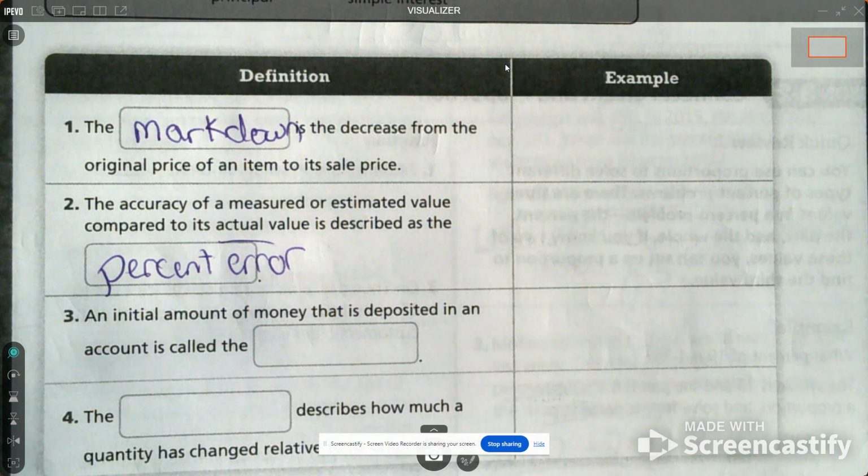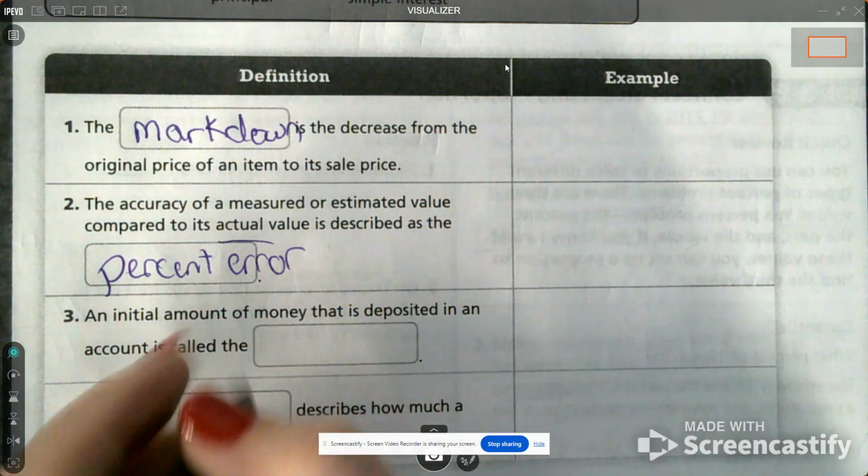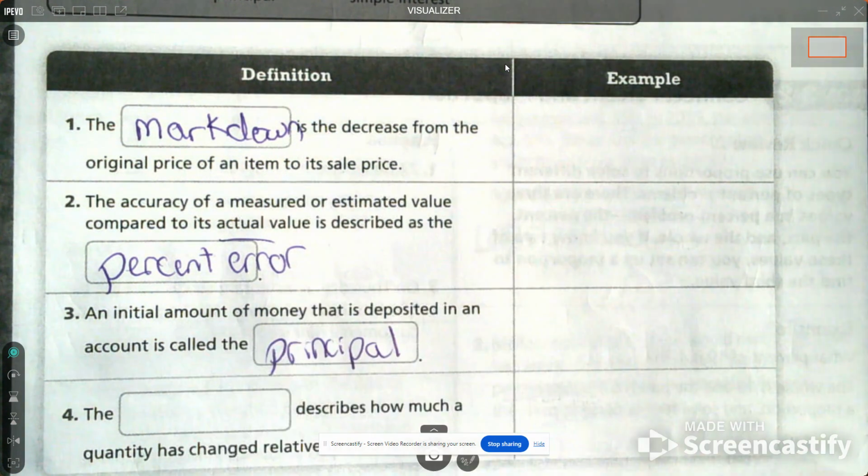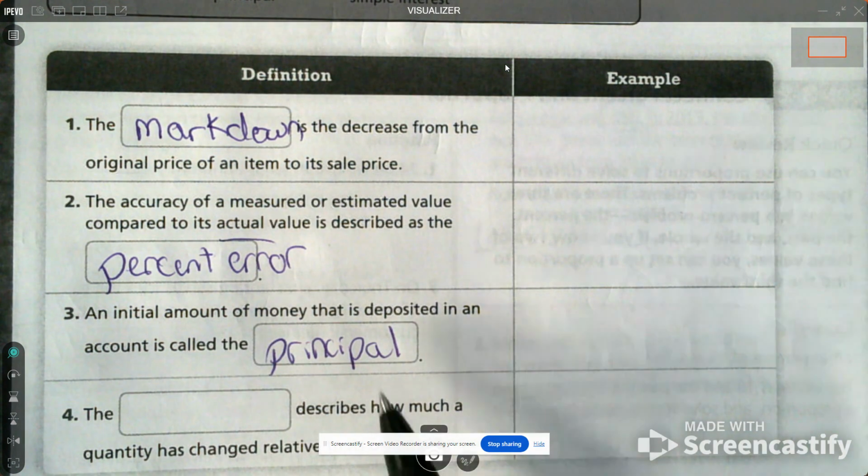Number 3, an initial amount of money that is deposited in an account is called what? The principal. It's not the interest. The interest is what you get after, but the principal is what you start off with.